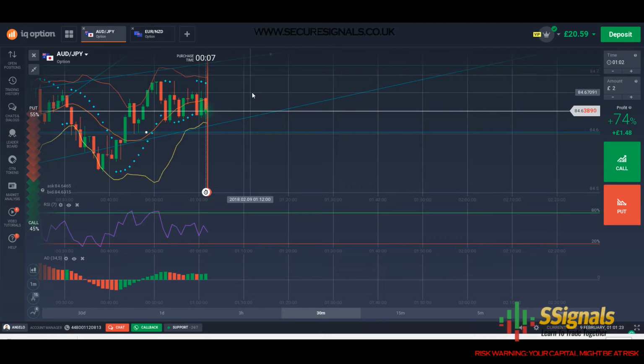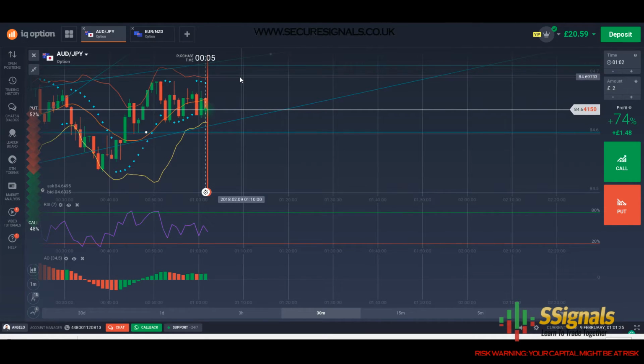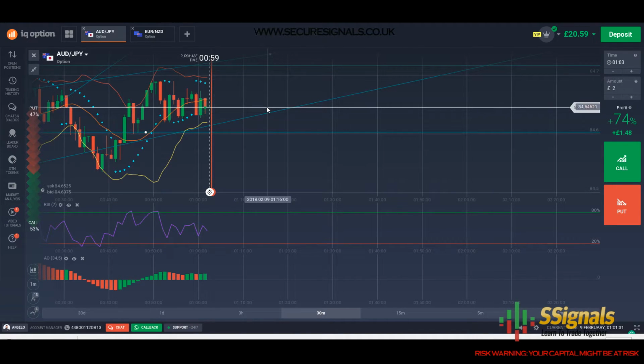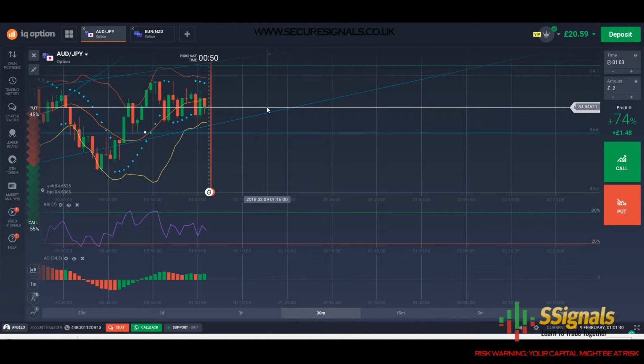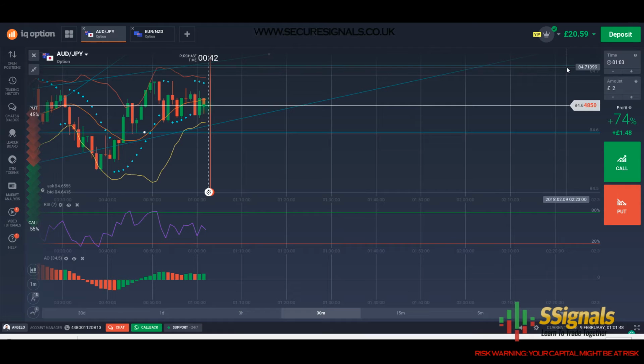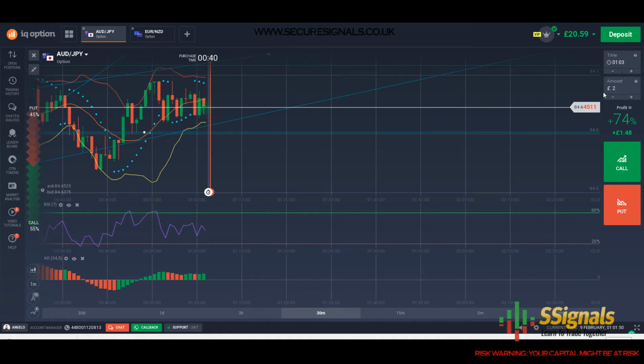The problem with binary is if you lose 2 and win 1, you're pretty much just broken even. You're not really in profit. Whereas if you trade FX, you have like a 2 ratio, 3 ratio. So you lose 1, but you can make triple profit on the second one. As in, you risk $1. See how we're risking £2 now? I would have made £3 off that trade, £6 off that trade if it was an FX trade. Whereas on binary, you only make £1.48. So that's the difference.